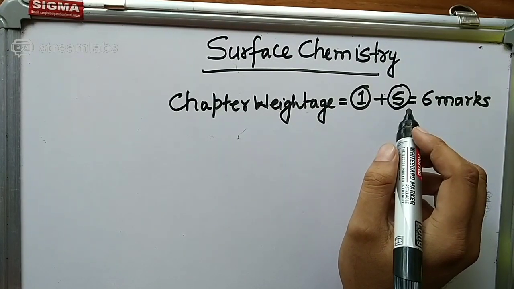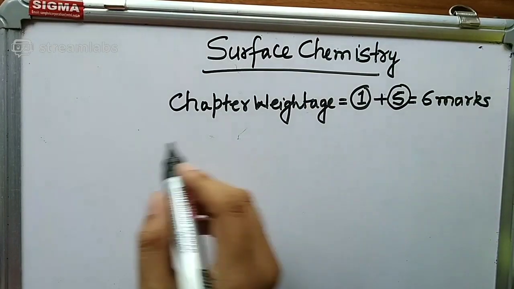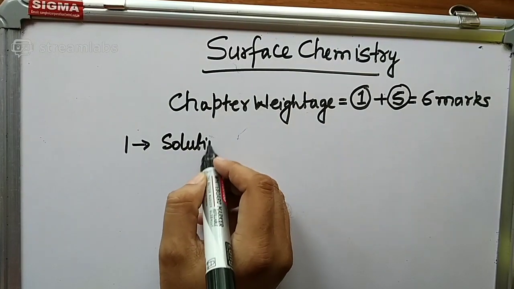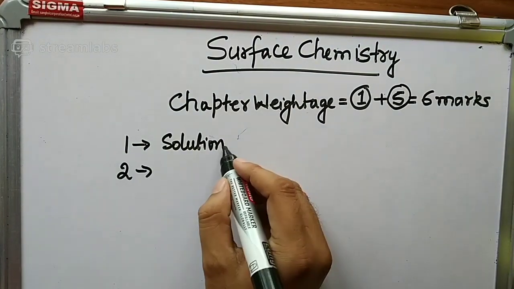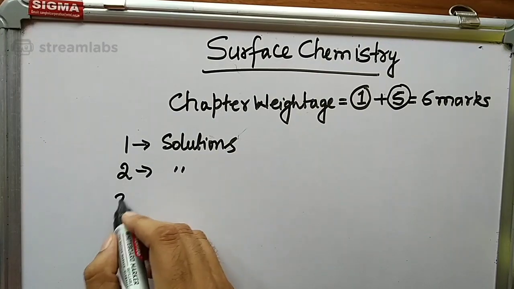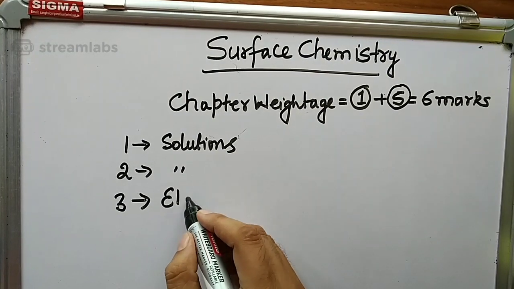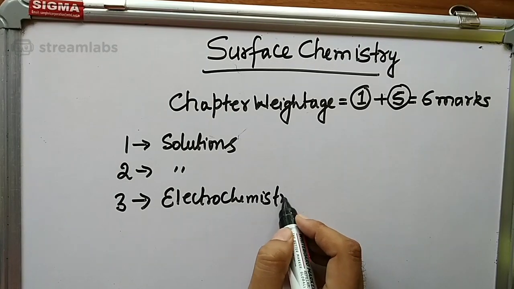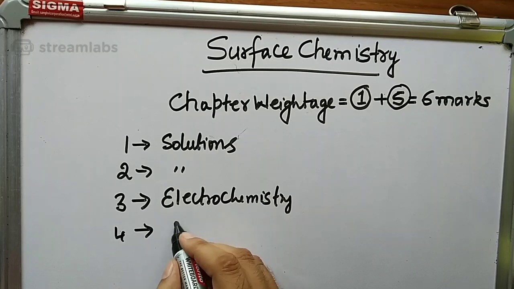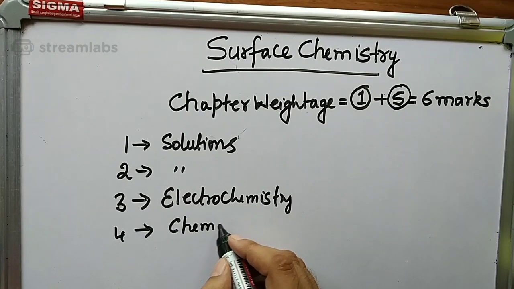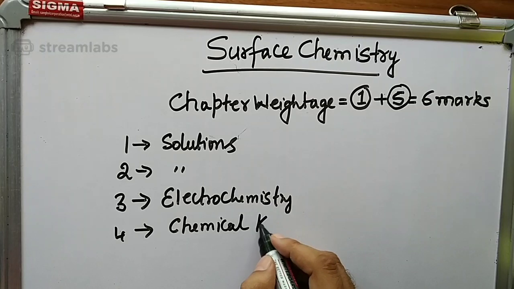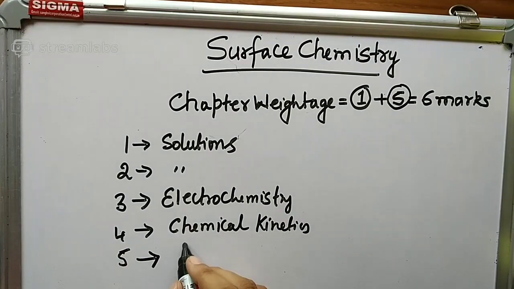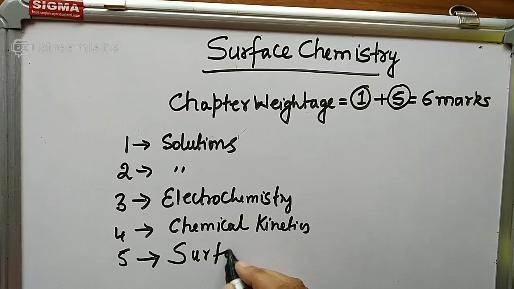So you know that question number 1 and 2 is from solutions. Question number 1 in the annual examination will be from solutions. Question number 2 is also from solutions. Question number 3 will be from electrochemistry. Question number 4 in the annual examination question paper will be from chemical kinetics. Already these chapters are over for you. Question number 5, which is a 1-mark question, comes from surface chemistry.